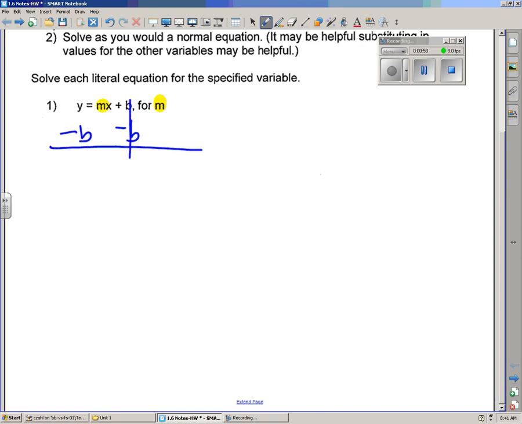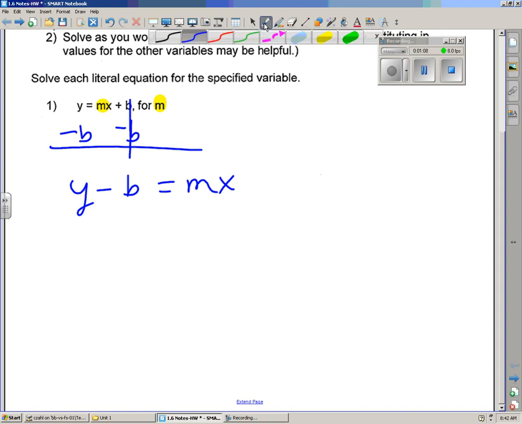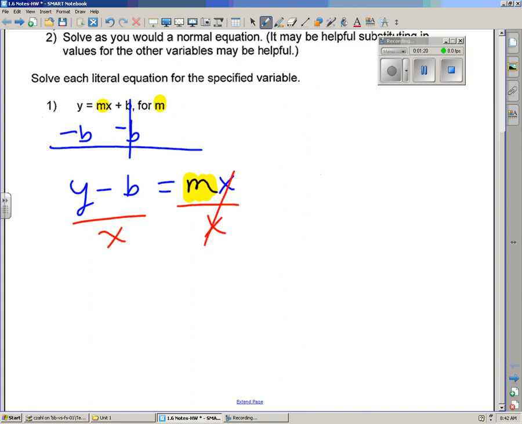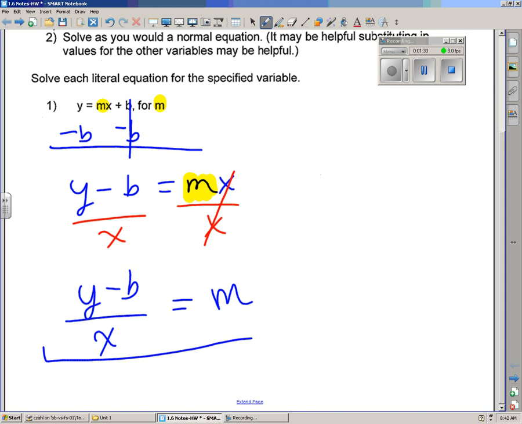The b's go away on the right. On the left, we can't combine those two letters, so it's y take away b equals m times x. Again, we're still trying to solve for the letter m. So what happens now is m is being multiplied by x. How do you undo multiplication? You need to use division. You'll divide out x from both sides. And then what you're left with is a whole bunch of letters. It looks like it's nonsense, but it's not. So y minus b divided by x is equal to m, and you are done.